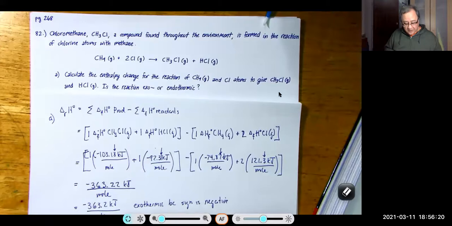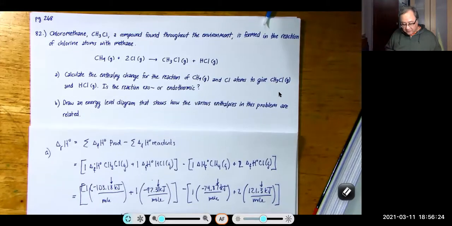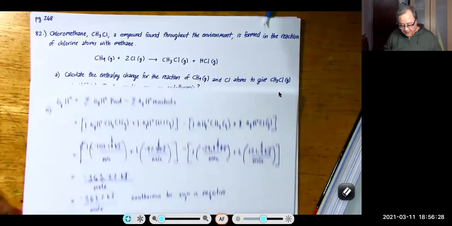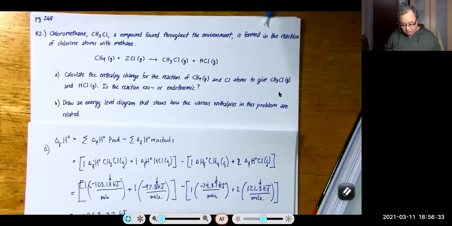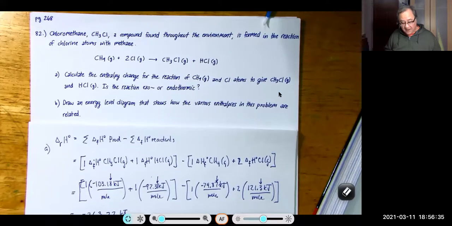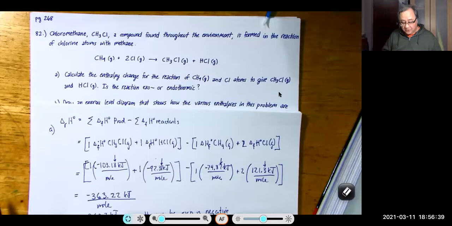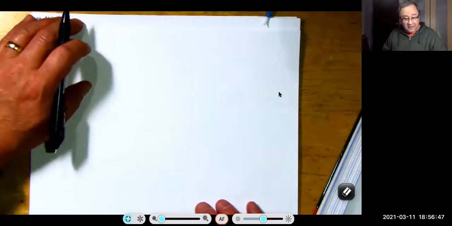Okay. Draw an energy level diagram that shows how the various enthalpies in this problem are related. So they're talking about a pretty complex problem. Let me show you how to do it. This is a problem that is more complex than what you're going to have to do on the exam, but you're going to have to do it on the exam nonetheless.